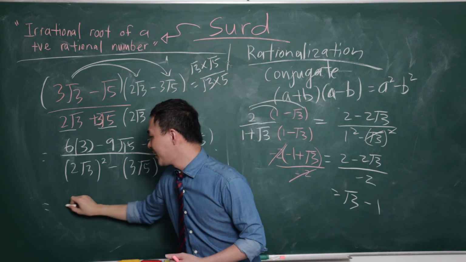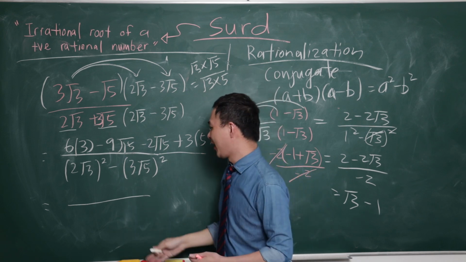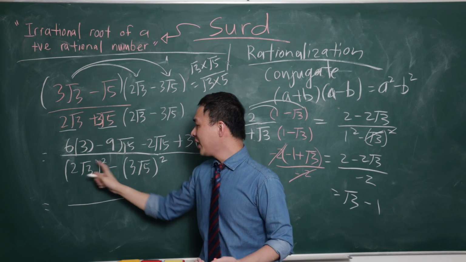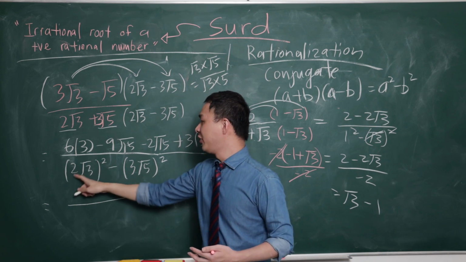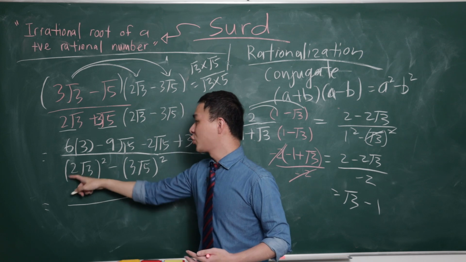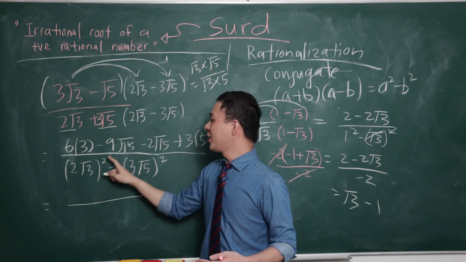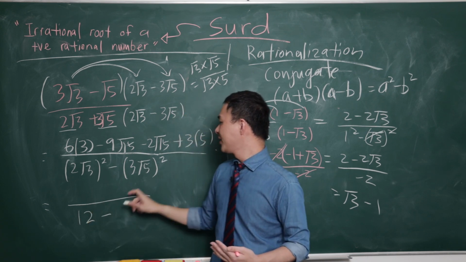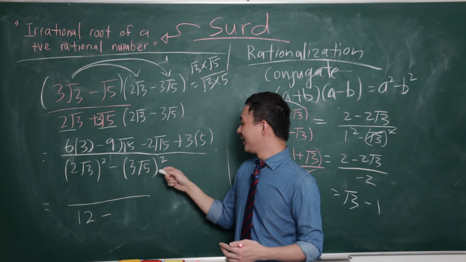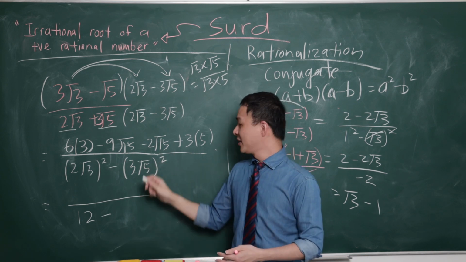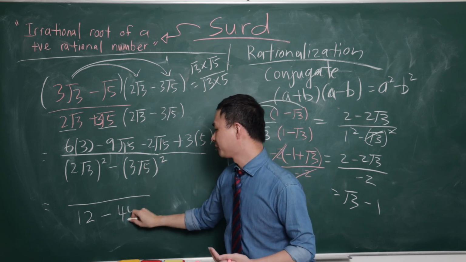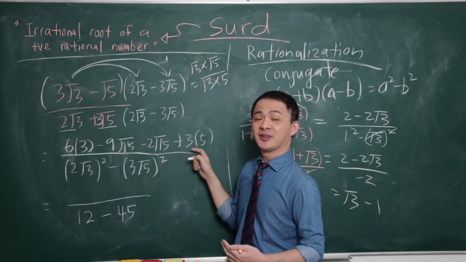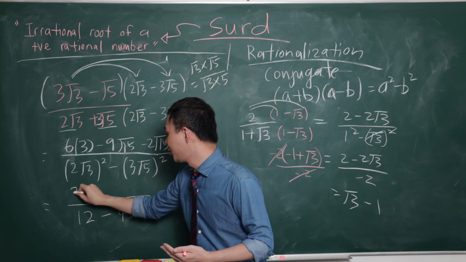Okay, then the last step, well, I guess it's the last two steps. I will just simplify the denominator here. What if I square this thing? 2 squared gives you 4, and square root 3 squared gives you 3, so 4 times 3 is 12. Minus 3 squared gives you 9, and square root 5 squared gives you 5, so 9 times 5 is 45. And then on top, we have some integers here, 18 plus 15, which gives you 33.